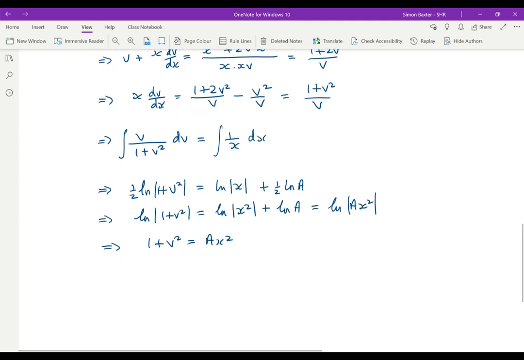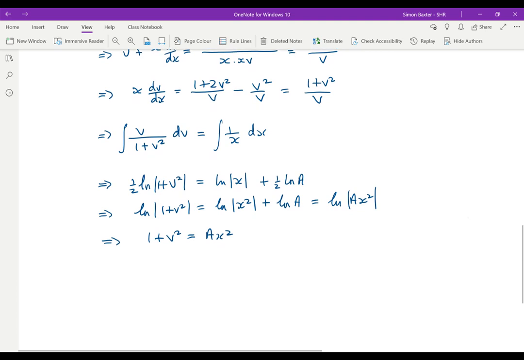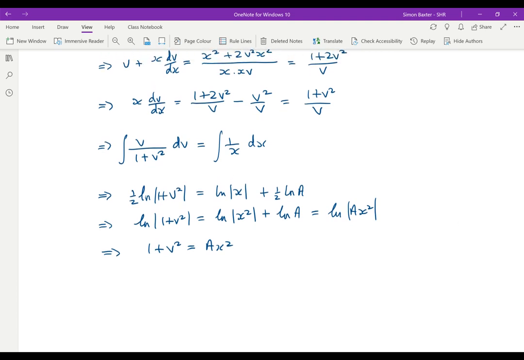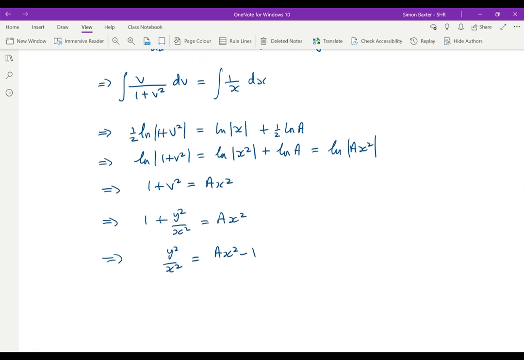Well, having got that, I'm now in a position to change the v back to y's and x's. V was y over x. 1 plus y squared over x squared is ax squared. Subtract 1, and you've got y squared over x squared is ax squared minus 1. Multiply by x squared, and you get y squared is ax to the 4 minus x squared.